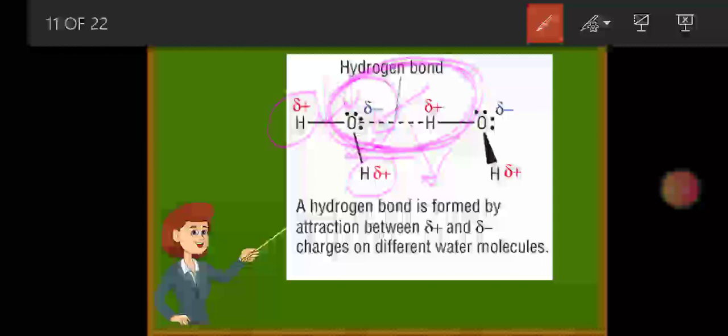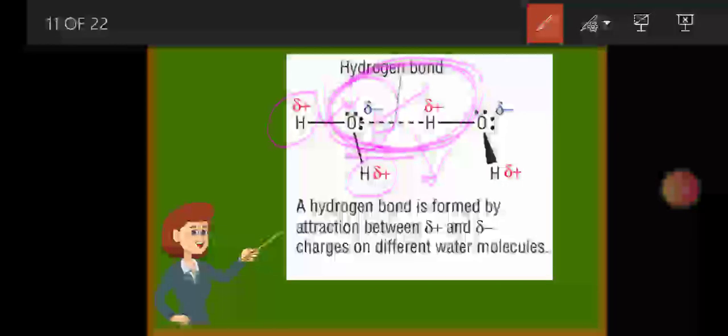The extraordinary behavior of water regarding its high heat capacity, high heat of vaporization, and its density is because of the presence of hydrogen bonds between the molecules.